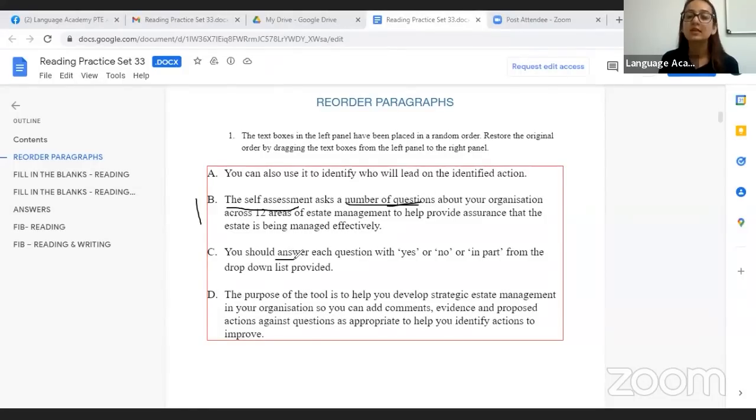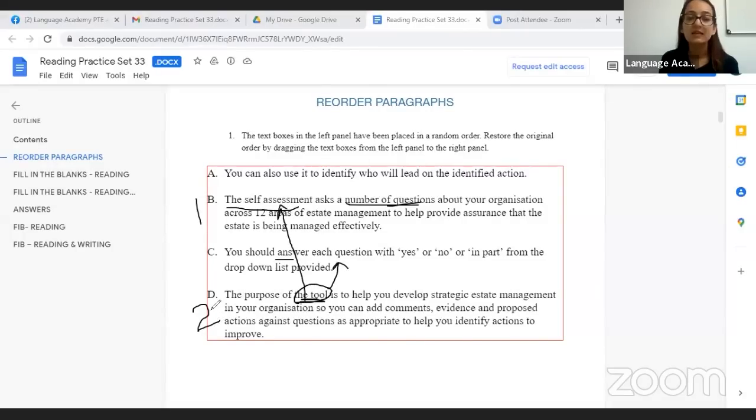But look at what the other two sentences are containing, and if the other two sentences are more related with the sentence B. For example, they are still talking about the tool, the purpose of the tool. Now, let's say you're putting C in between: you're writing the self-assessment asks questions, and you should answer each question with yes or no or in part from the drop-down list provided. And then the purpose of the tool. When you've already said do this and do that, why are you coming back to the purpose of the tool? The tool means you are referring, and in the previous sentence, you haven't talked anything about the tool. So the tool means you are referring to the self-assessment tool.